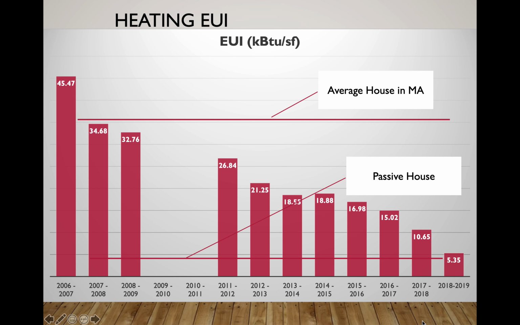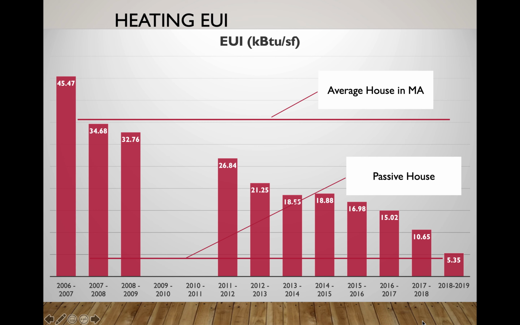And there's a common measurement of the efficiency of buildings, which is called the EUI, or the Energy Utilization Intensity, which in this case we're measuring in thousands of BTUs per square foot. So when we got the house, we started out being considerably worse than the average house in Massachusetts. After a little bit of the initial work, we got to be better than the average house in Massachusetts.